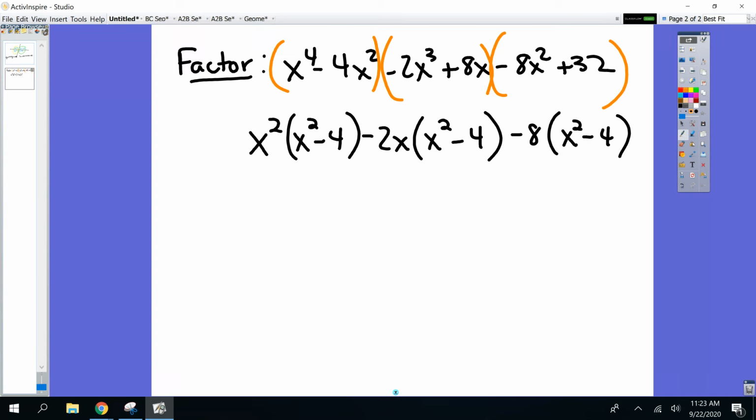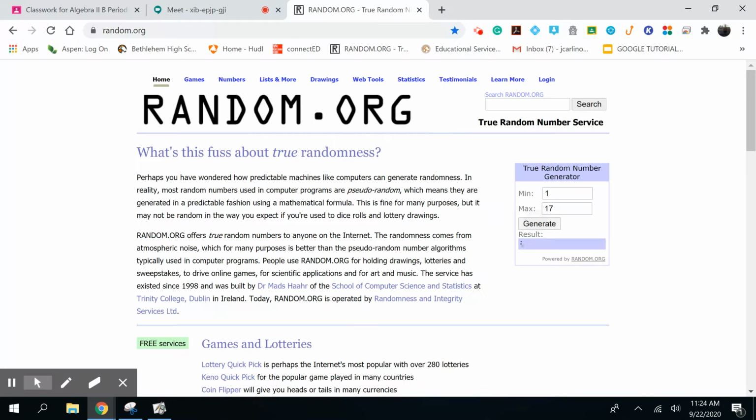Good. Nice work. Okay, guys, remember, when you group, you should be left with 2 sets of parentheses, not 3. 2 sets of parentheses here. So somebody finish grouping for me.